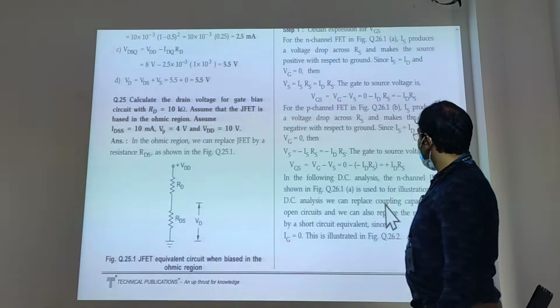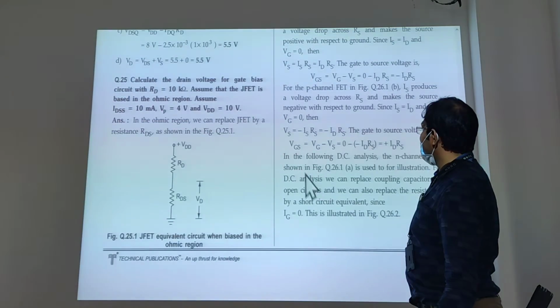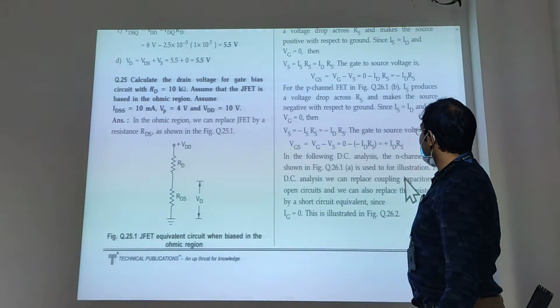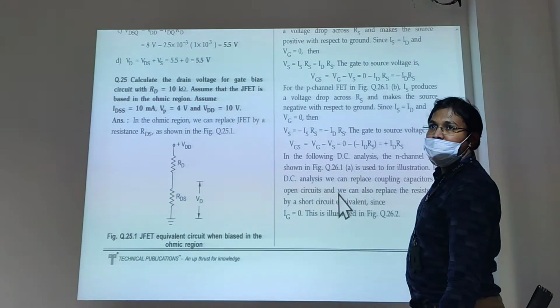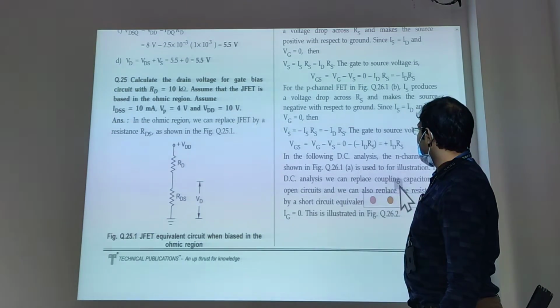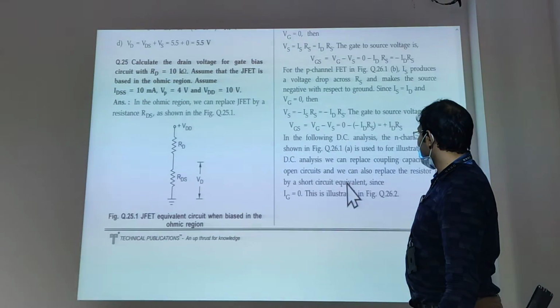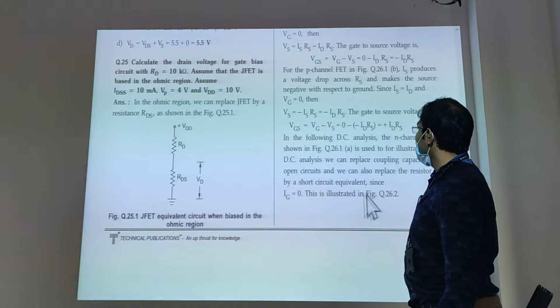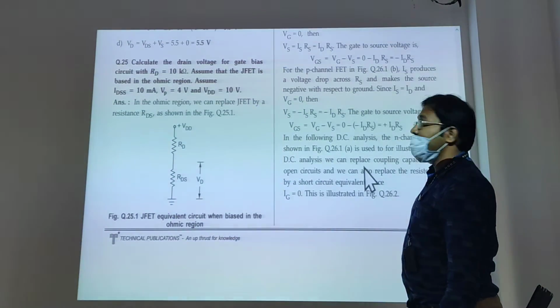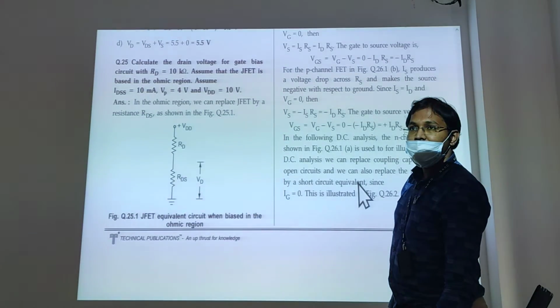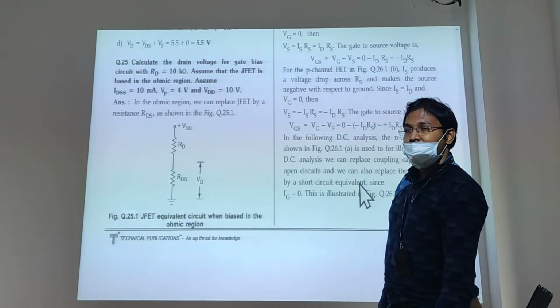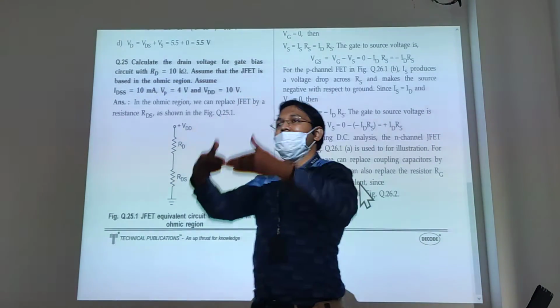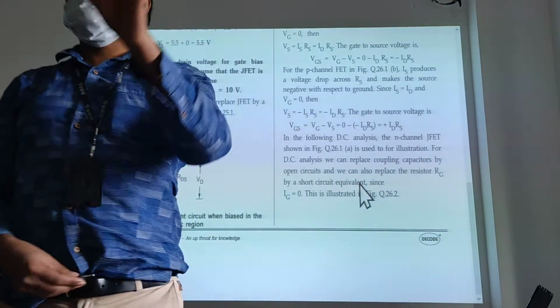Next, in the following DC analysis, the N channel JFET shown is used for illustration. For DC analysis, we can replace the coupling capacitor. You know very well. For DC analysis, the coupling capacitor you will replace by open circuit, and RG by short circuit. Why RG short circuit? What is the reason? Because Ig into RG is 0. Why is Ig into RG 0? Gate is reverse biased, so current is 0.